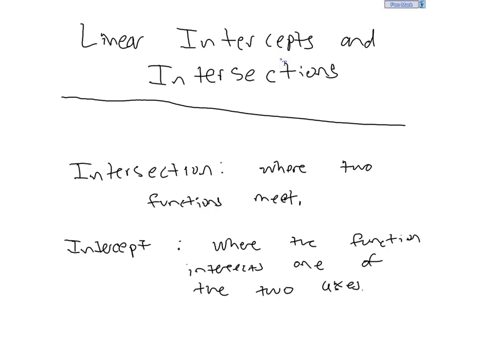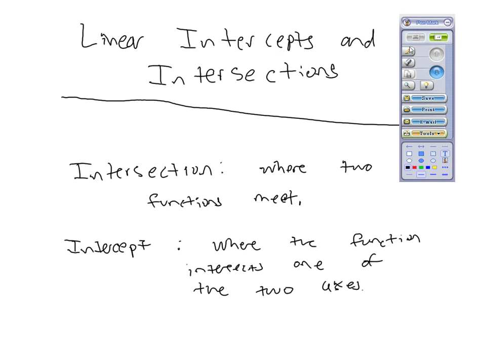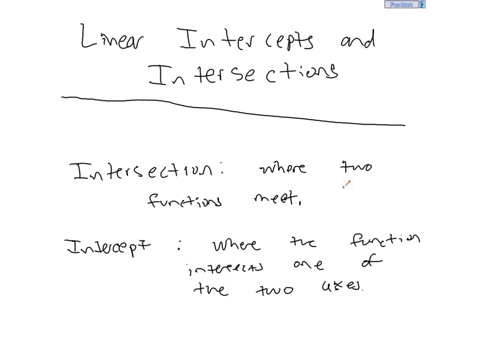In this video, we'll talk about linear intercepts and intersections. To quickly talk about the difference, an intersection is where two functions typically meet. So if you're looking at a graph, an intersection could be where two curves meet. So that would be an intersection point. Or where two roads meet, if you think about it that way.